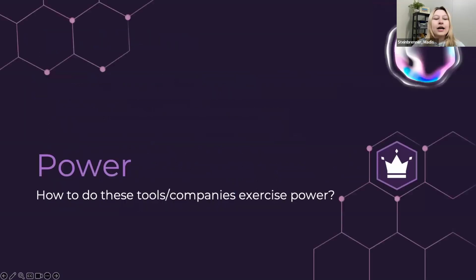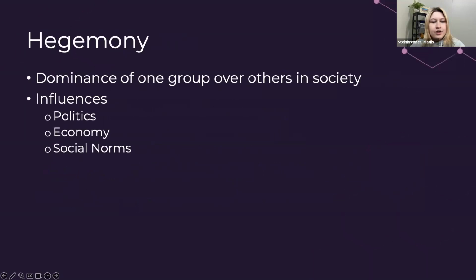And moving on to our ninth consideration, power. So how do these tools and companies exercise power? So looking at the topic of hegemony, it is the dominance of one group over others in society. And it often manifests itself through the perpetuation of cultural norms, beliefs, and values that serve the interest of the dominant group in a society.